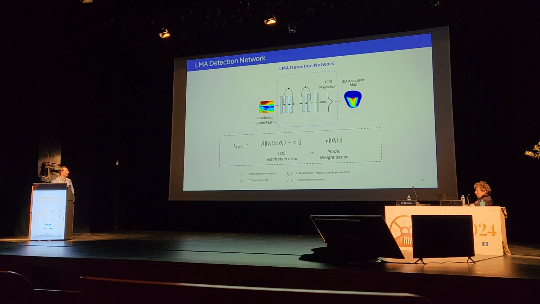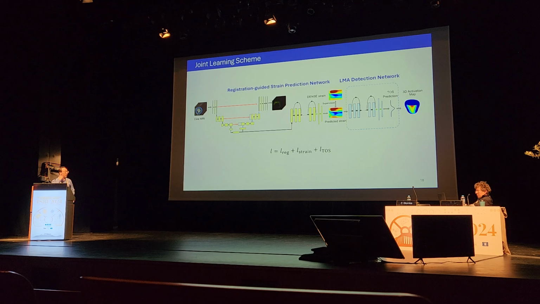And here it's just supervised learning, so the error is weighted on LAT estimation error and model weight decay. And the whole module is learned in a joint learning manner, so we can optimize the strain network at the same time, with the total loss being the weighted sum of the two, and weights are included in each separate term. So it's still the weighted sum. The weight is just not shown here.